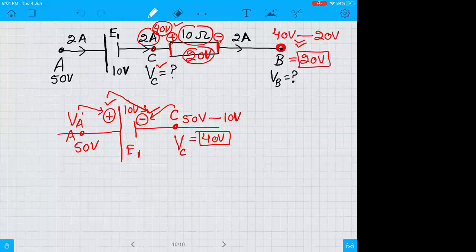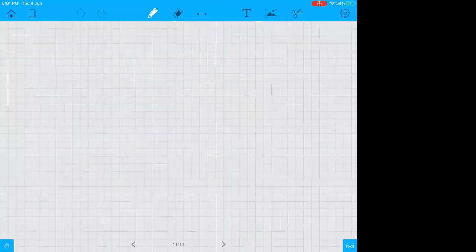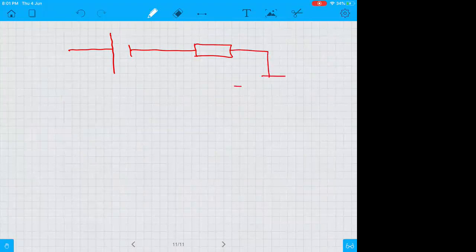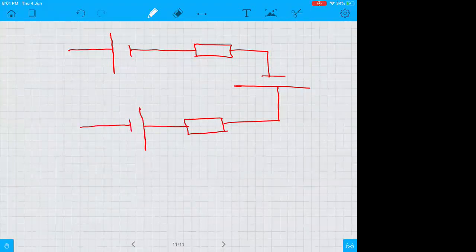Now let's solve another example like this to clear this concept. Let's suppose you have this battery, then you have this resistor, then you have another battery, then you have another resistor, then you have another battery. Now let's solve this circuit. Let's suppose current in this given branch, this is a branch taken from the whole circuit, and let's suppose this is point A and this is point B.